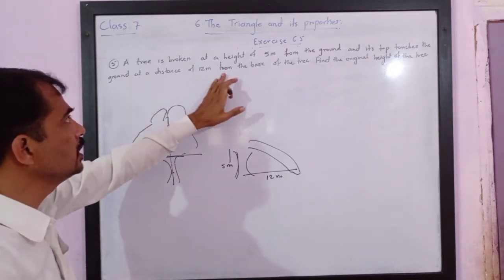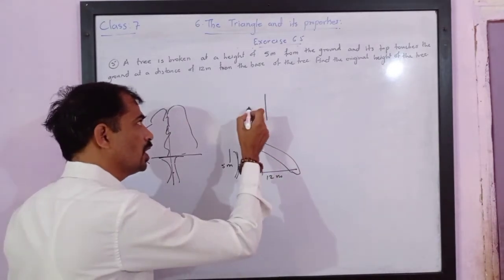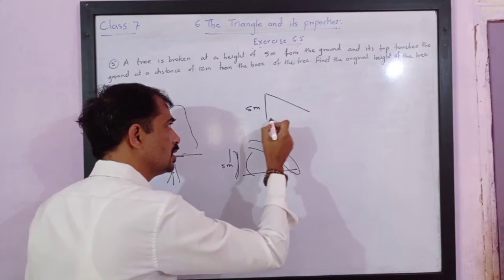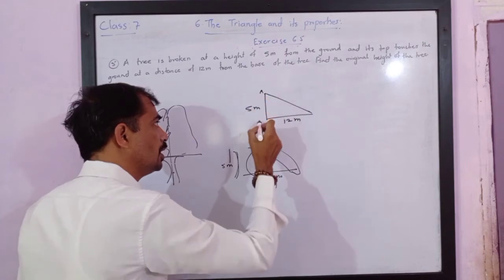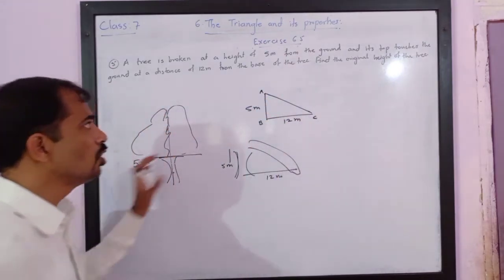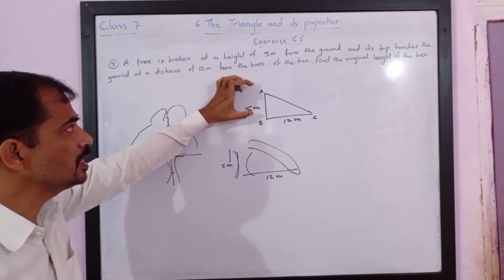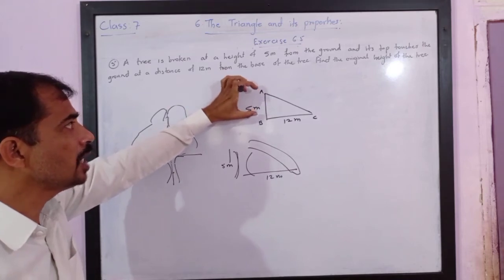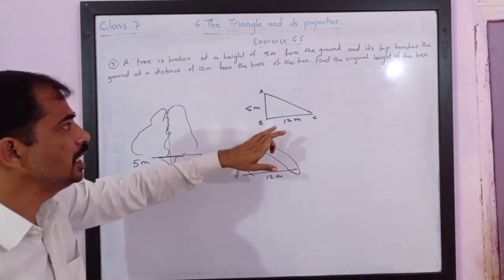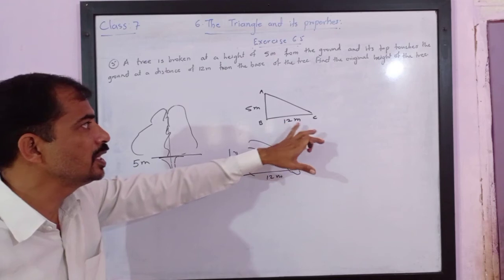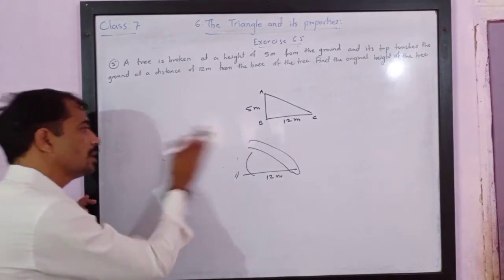Now we are asked to find the original height of the tree. Now see, if the tree is broken at 5 meters and the top touches at a distance of 12 meters, then try to understand the total height of the tree. So if the tree is broken at a height of 5 meters, let AB be the height of the broken tree and AC be the length of the broken part. It touches the ground at 12 meters. Let C be the point where the top touches. So let us write this.